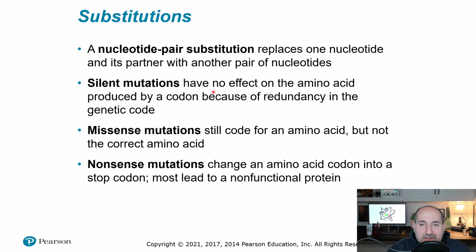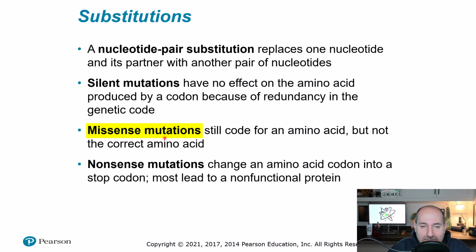It is when the gene mutation results in the same amino acid produced, and this is due to redundancy. Remember, this occurs because there's more than one codon that codes for the same exact amino acid. All right, so now let's talk about a more damaging type of mutation. This is known as a missense mutation.